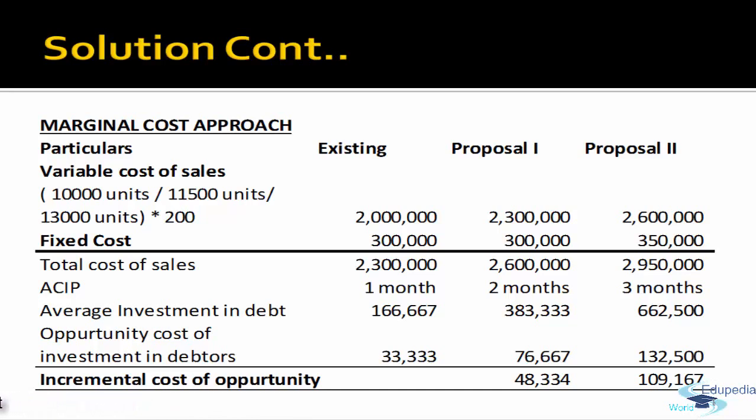In proposal 2, where the company will extend its credit period to 3 months, the variable cost is 26 lakhs, plus there is also an incremental fixed cost of 50,000. So 26 lakhs plus 50,000, which is 26 lakh 50,000 into 3 by 12, which is 6,62,500. Now we will compute 20% of each under each proposal, and hence the incremental cost of opportunity can be computed. This is how the marginal cost approach has been used.